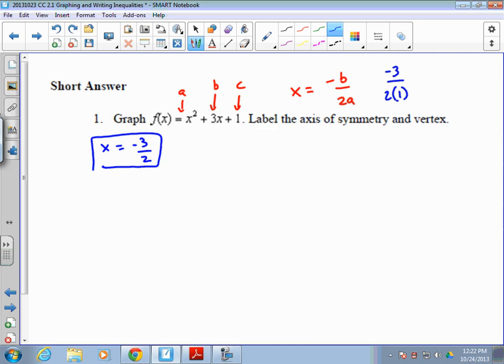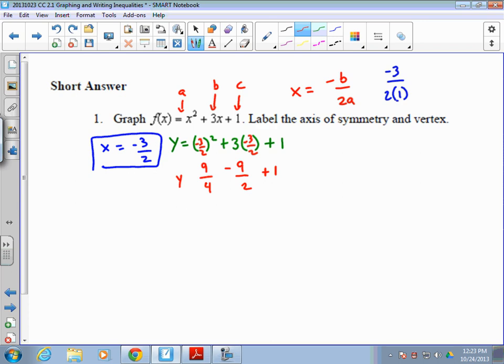Once you have x, though, you need to use that to find y. F of x is considered y. So go back to your original equation. F of x equals x squared plus 3x plus 1, where we'll plug in the value that we just found for x, negative 3 over 2. So when we simplify this, negative 3 over 2 squared, negative 3 times negative 3 will be 9. 2 times 2 will be 4. Plus 3 times negative 3 is minus 9 over 2 plus 1.